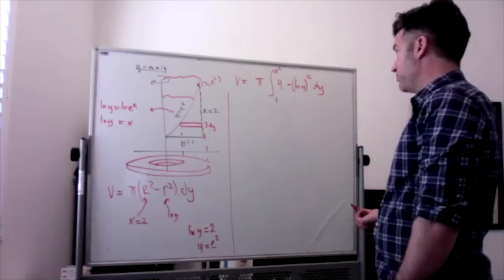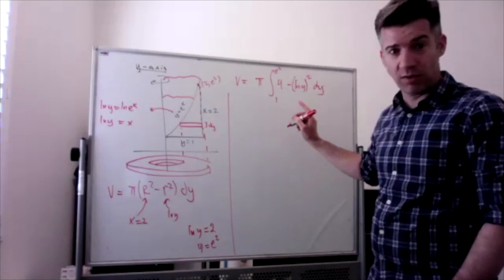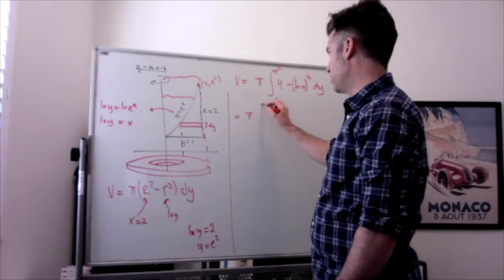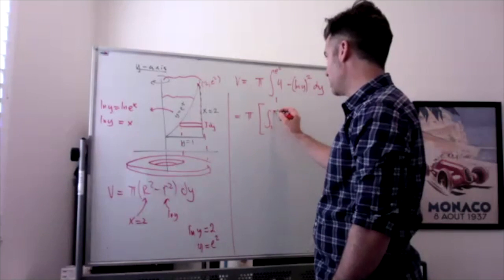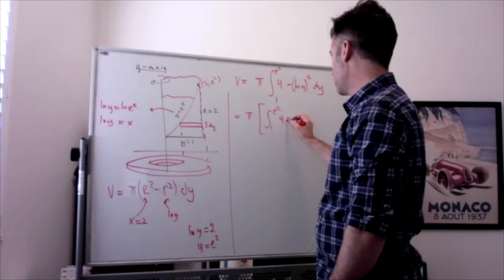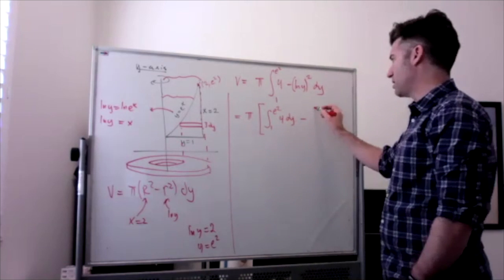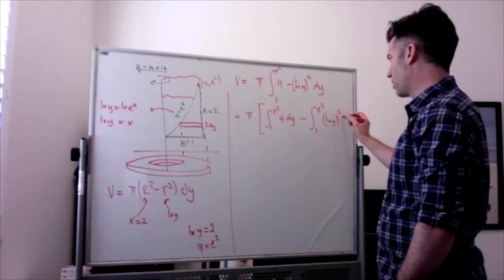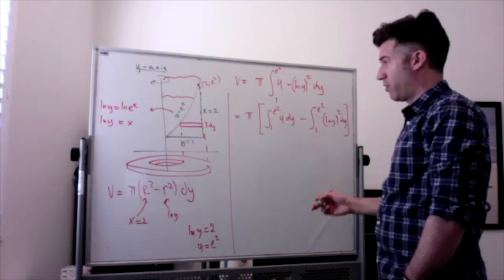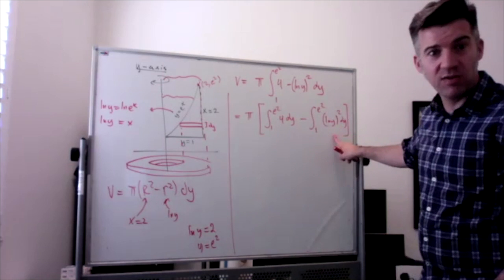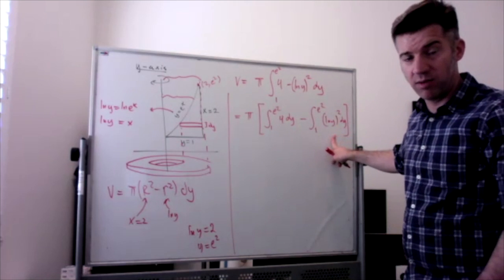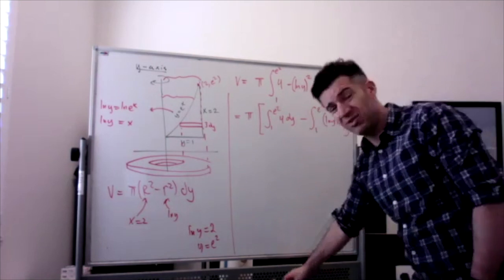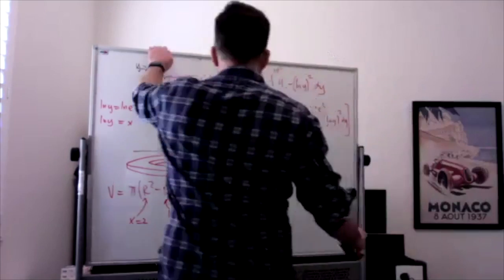Here's what I would do. I would break it up into 2 integrals. I would write this as pi times the integral from 1 to e squared of 4 dy minus the integral from 1 to e squared of the natural log of y squared dy. And then to be perfectly honest, I would do the integral of natural log of y squared as an indefinite integral on its own on the side. So let's do it on the side, and we'll come back.